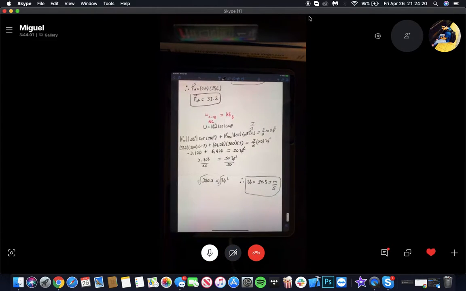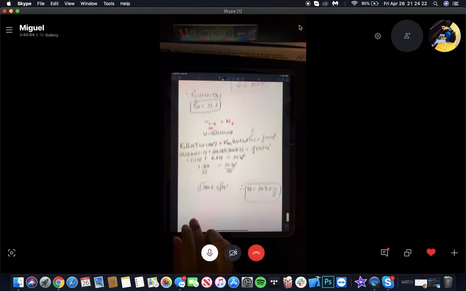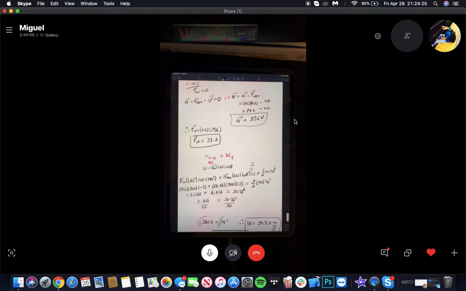So this is everything about energy? Yep, this is everything about energy, and then power. Power is short.